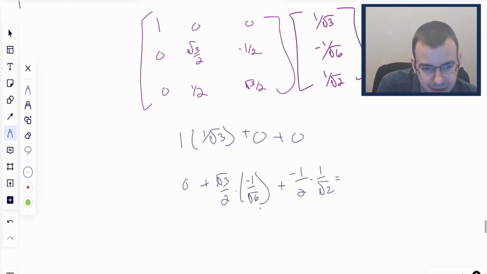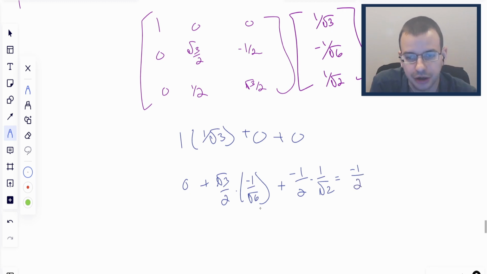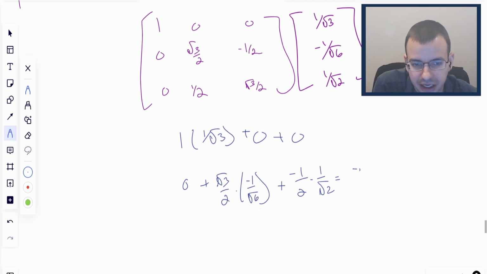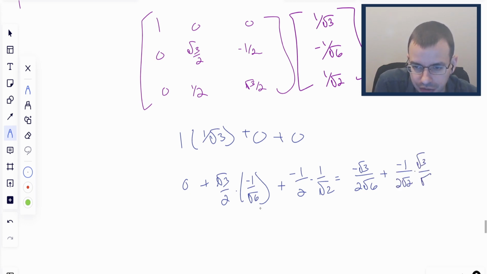Yep. And simplifying this, square root of 3 over square root of 6, that should be simple. Negative 1/2. Oh, so I'll write this. Actually, I'm going to do this a little bit differently. Negative square root of 3 over 2 square root of 6 plus negative 1 over 2 square root of 2 times square root of 3 over square root of 3. Square root of 2 times square root of 3 becomes square root of 6.